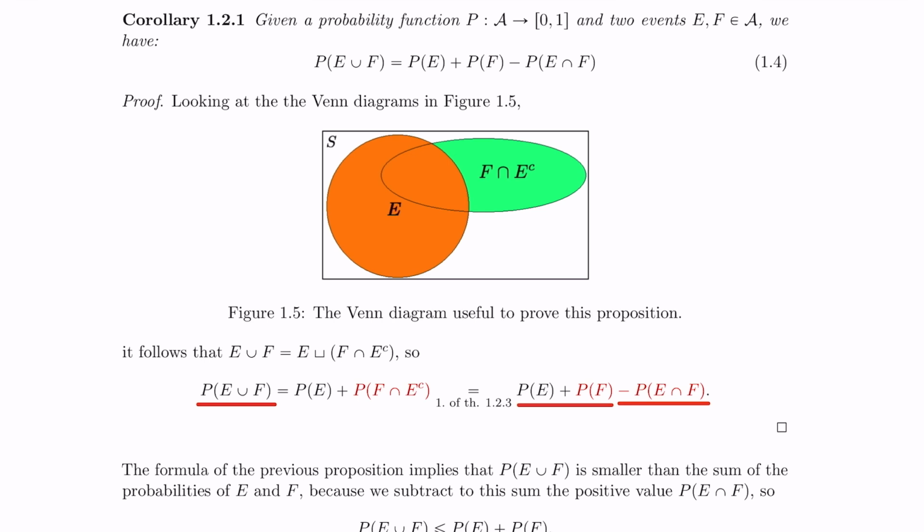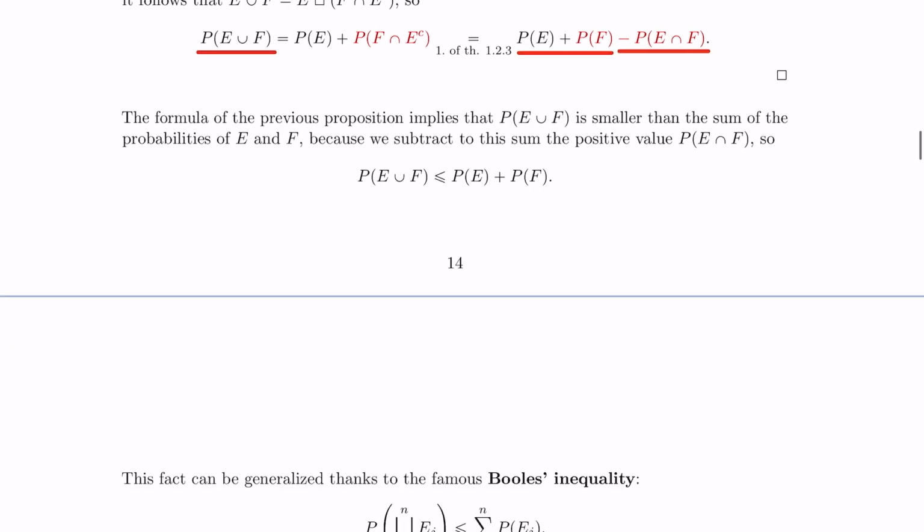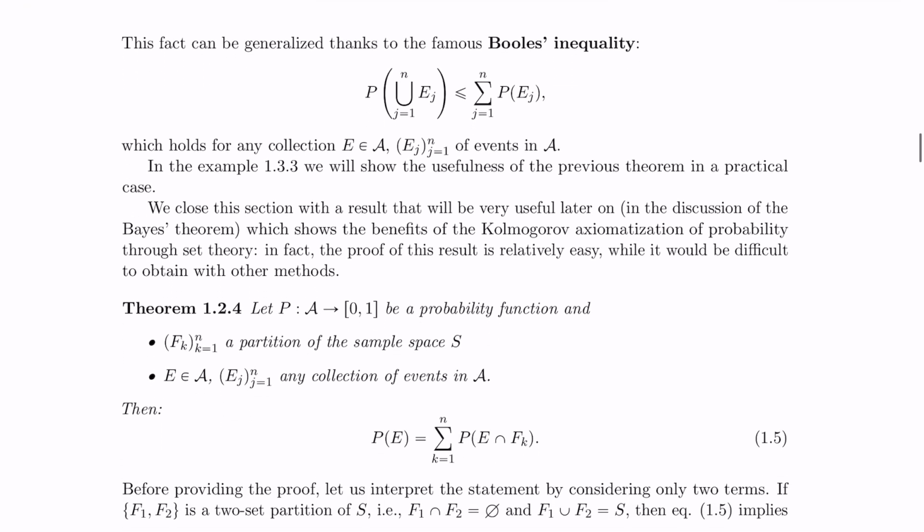From this result, it follows that the probability of the union of two events is smaller than the sum of the probabilities of the separate events, because we subtract a positive value. If instead of considering just two events, we consider n events, then we can generalize this formula through the so-called Boole inequality. The results that we have just discussed are not only theoretical; in fact, we will show their usefulness in this example.